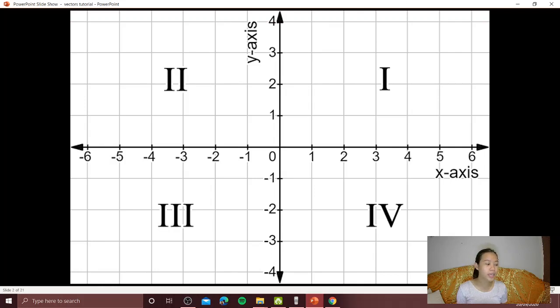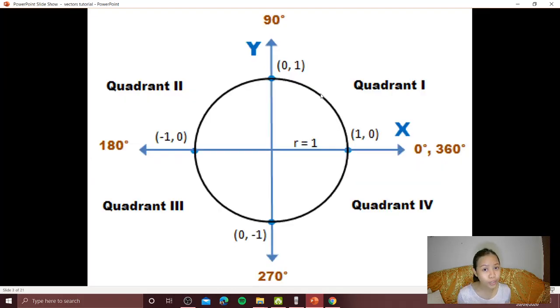If you can see here, in the first quadrant, x and y are both positive. For the second quadrant, your x is negative and your y is positive. For the third quadrant, the x and y values are all negative. And for the fourth quadrant, the x is positive and your y is negative. Also, in a quadrant, that is where you can know the angle of your vector.